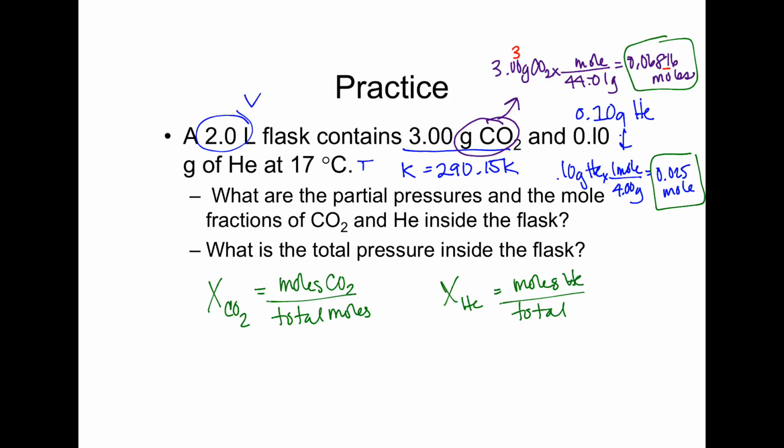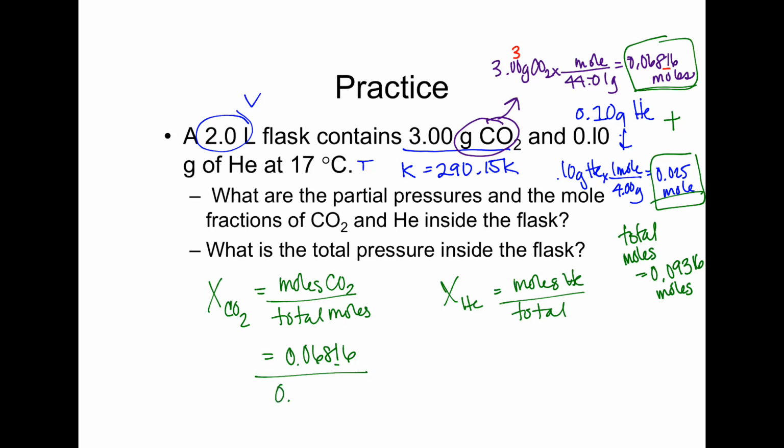Okay, so something both of these equations have in common is we need to know the total amount of moles. So when I added those up, the moles of carbon dioxide and the moles of helium, I got 0.09316, like that. Okay, so let's go ahead and put our numbers into our equations here. For the moles of carbon dioxide, it's 0.6816. That was sig figs there.